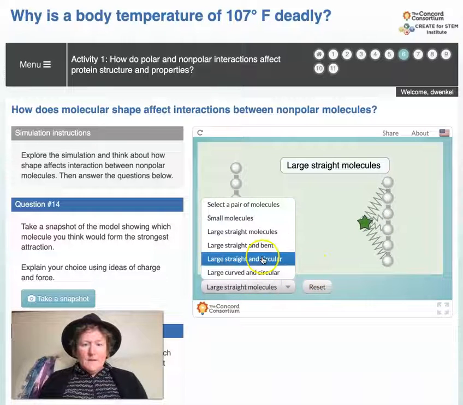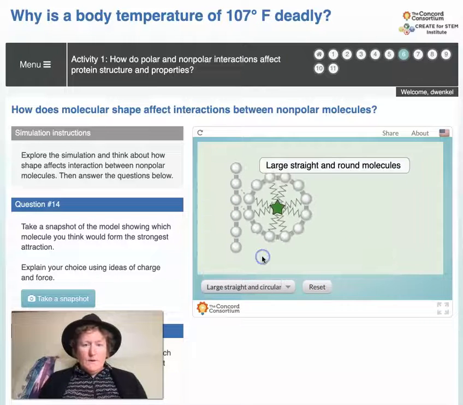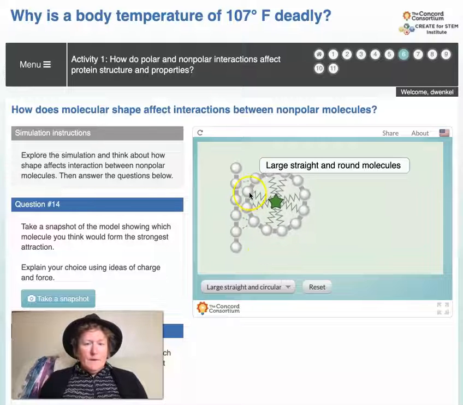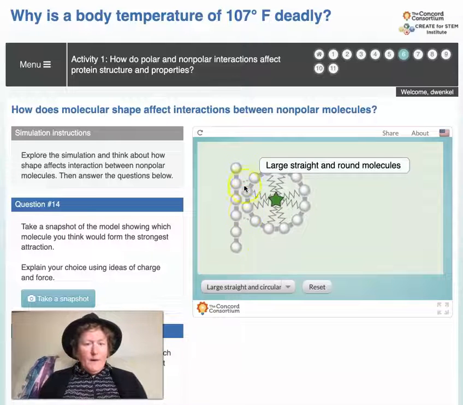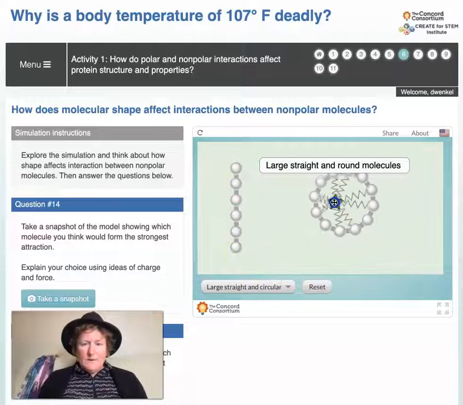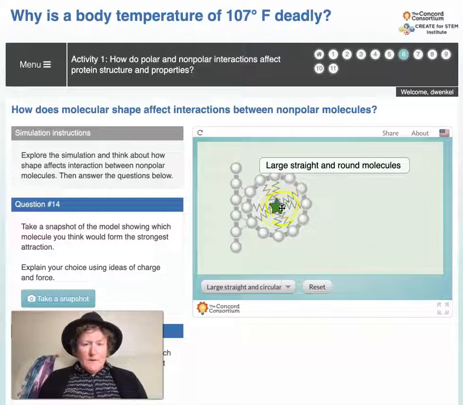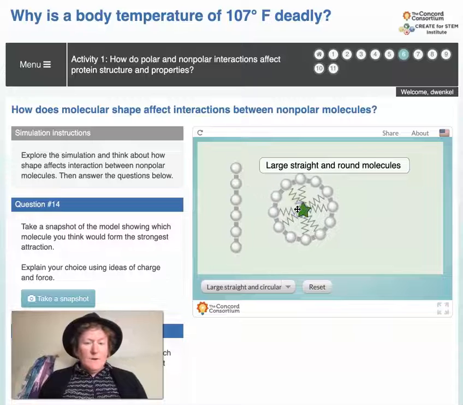And then let's go to straight and circular. You can see a couple atoms interacting with the straight here. Let's pull that out using the star. It looked like it was pretty easy to pull out, and obviously you should be working on this on your own if you can.